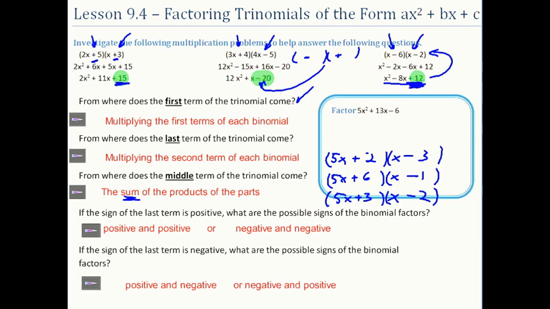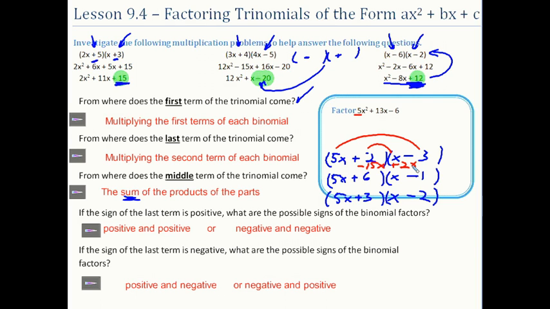Let's try the next one. The 5x times the x definitely gives me the 5x squared. The 2 and the negative 3 will multiply to give me negative 6. I need to check the 13x. So we do the 5x times negative 3 is negative 15x, and 2 times x, which is 2x. Combining those gives me negative 13x, which seems nice, but I want a positive 13x.